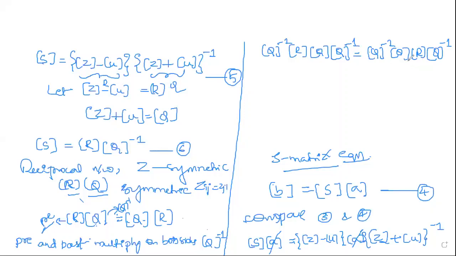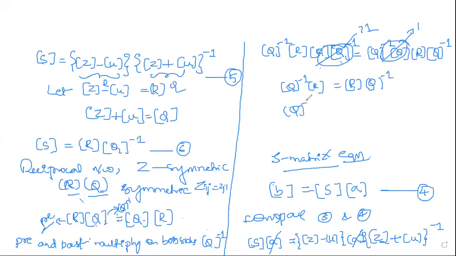Now, if you consider Q and Q inverse, what is the value? 1, ma'am. This will go to 1, the whole term. Similarly, here also the whole term will go to 1. So you'll be left with Q matrix inverse R, which is equal to R matrix into Q inverse. That is, Q inverse R is equal to R Q inverse.